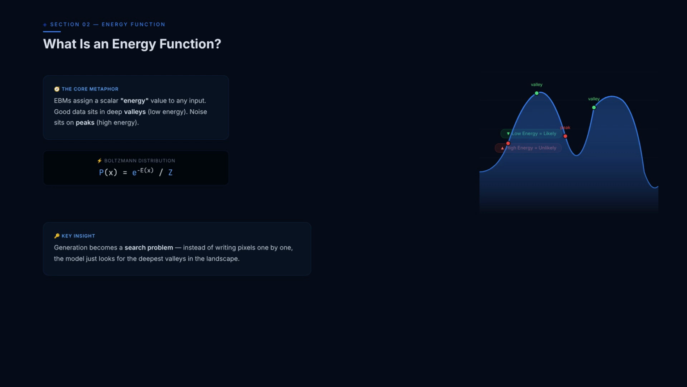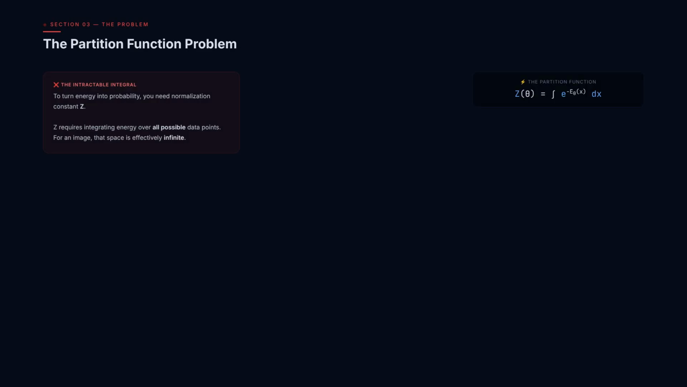The core hypothesis is inverse: nature prefers low energy states. Probability is defined by the Boltzmann distribution, meaning lower energy states are exponentially more likely. This turns generation into a search problem. Instead of writing pixels one by one, the model is just looking for the deepest valleys in the landscape. So, why did we abandon this elegant theory?